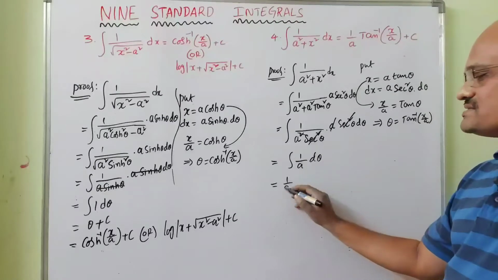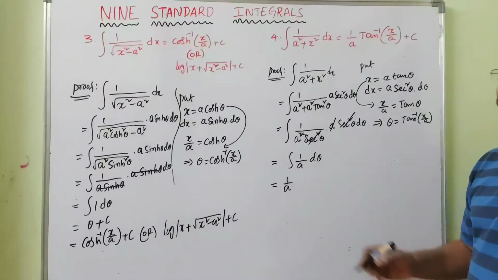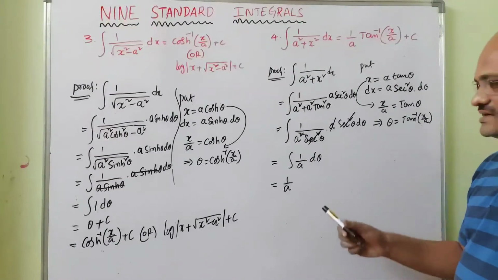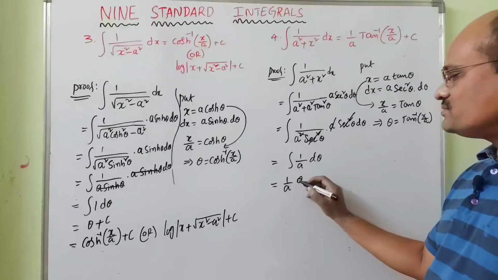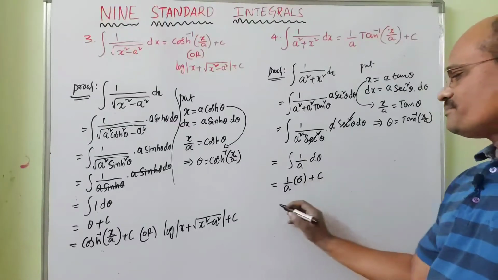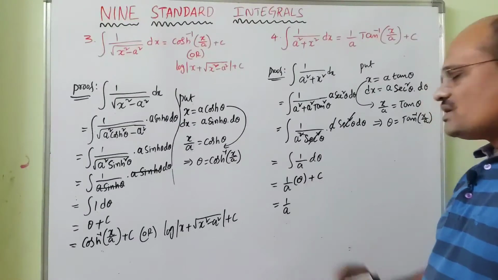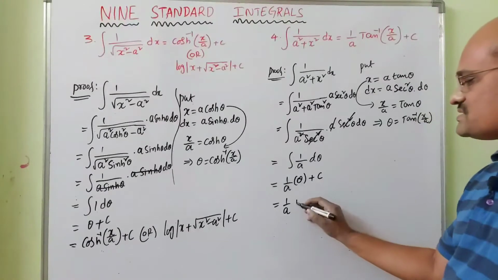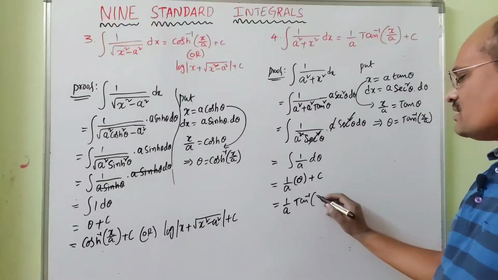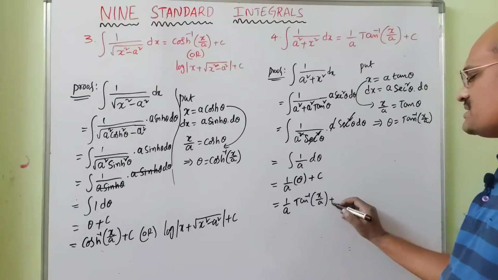Students, 1 by a is a constant. So for a constant, what is the integration? 1 by a into theta plus c. 1 by a into theta. What is theta? Tan inverse of x by a plus c.